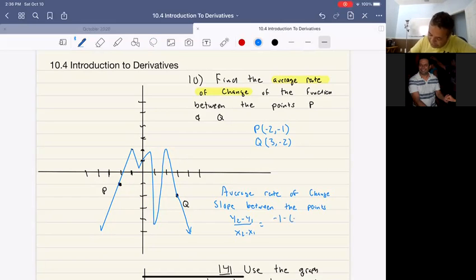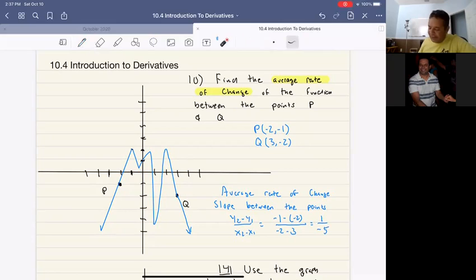So -1 minus -2, that's this -1 minus that -2, divided by, now I have to stay consistent, so -2 minus 3. So that's going to be -1 plus 2 is 1. -2 minus 3 is -5.